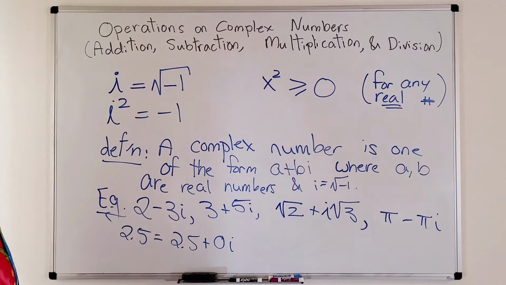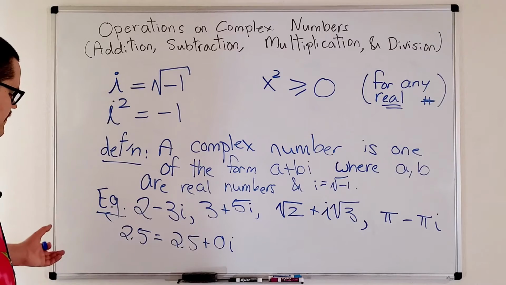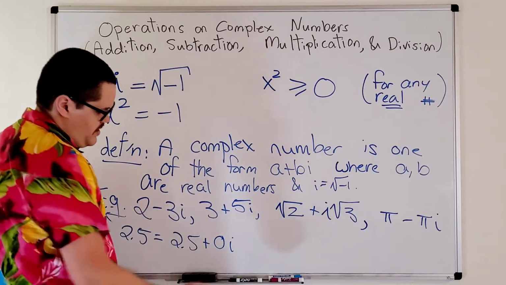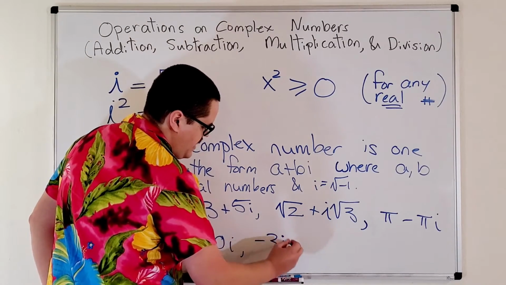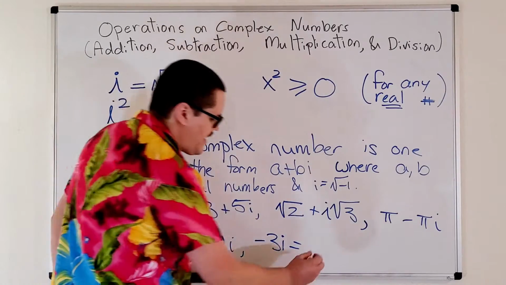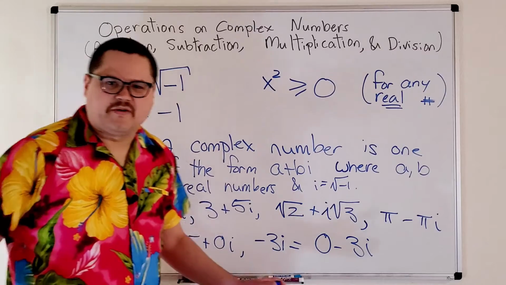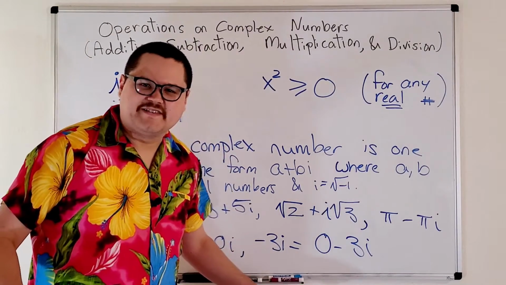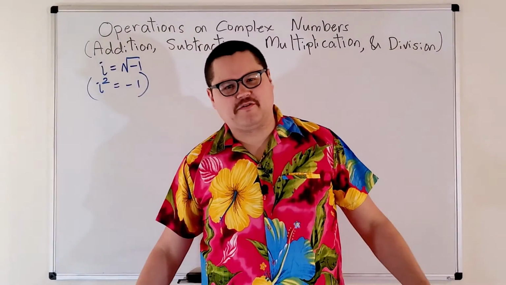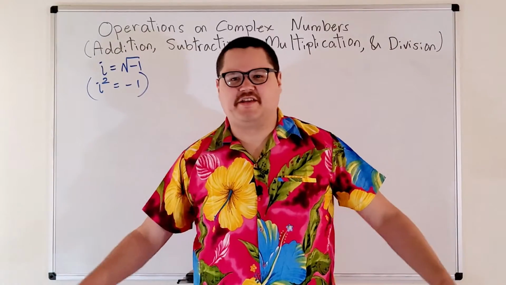And even something that's purely imaginary, so like -3i, but we can write that as 0 minus 3i. So that's also a complex number. Make sense? All right, first operation of the day, addition.